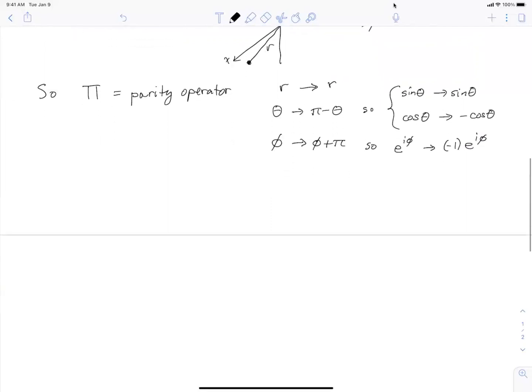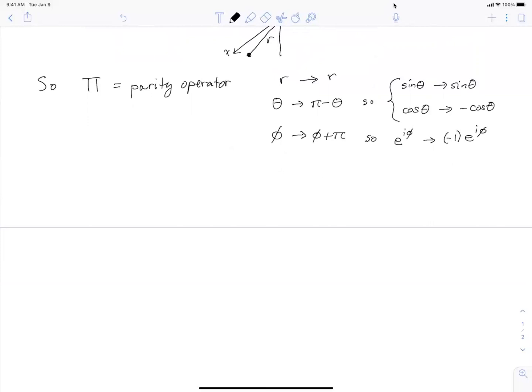So now we can figure out what the YLMs do when we operate with parity. Y_L^M of theta and phi. To figure that out, we just have to remember what it's proportional to. We don't need the different funny normalization factors that come out front of it. This is proportional to e to the i m phi, and there was a factor of sine theta to the minus m.